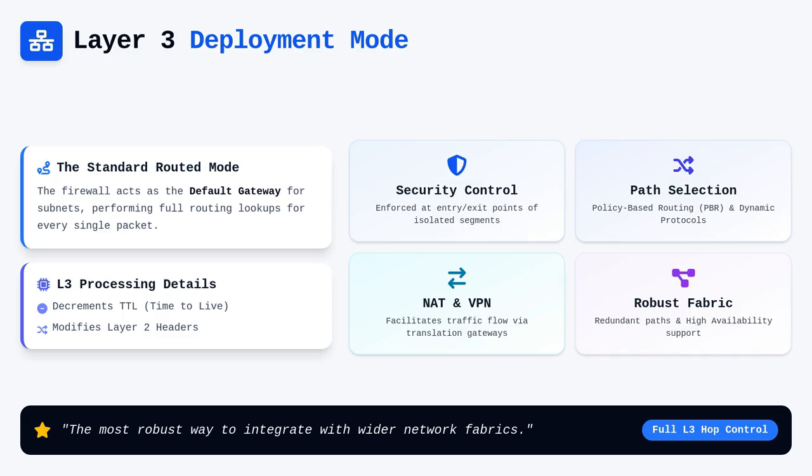This mode provides the highest level of control, enabling you to leverage the firewall not just for security policies, but also for path selection, policy-based routing, and innate services. It is the most robust way to integrate with wider network fabrics, supporting complex topologies that require redundant paths and high availability across routed segments. By acting as the Layer 3 hop, the firewall gains full control over the environment, allowing it to enforce security at the entry and exit points of isolated network segments while facilitating traffic flow through NAT and VPN gateways.